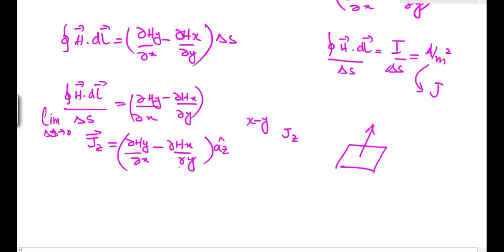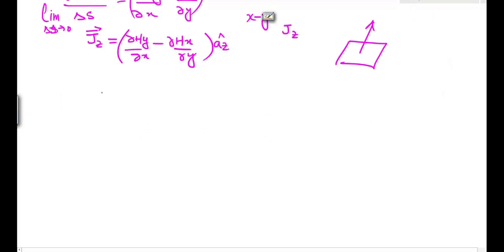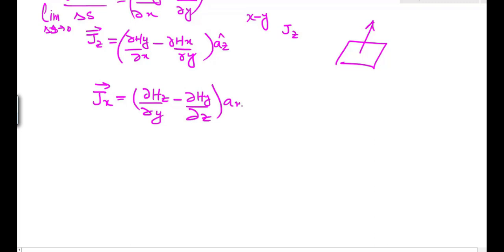and that's why we say this is the z component of the current. Now if we choose closed paths oriented perpendicularly to each of the other two coordinate axes, we will obtain the other components of the current. That means we will consider a yz plane, which is perpendicular to the x component of the current, and using the same procedure we will obtain the x component of the current, which is partial Hz over partial y minus partial Hy over partial z in the x direction.